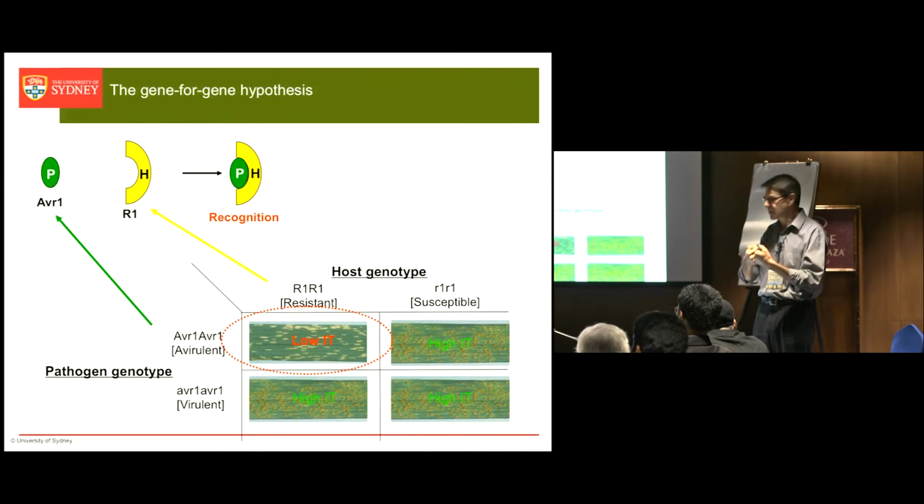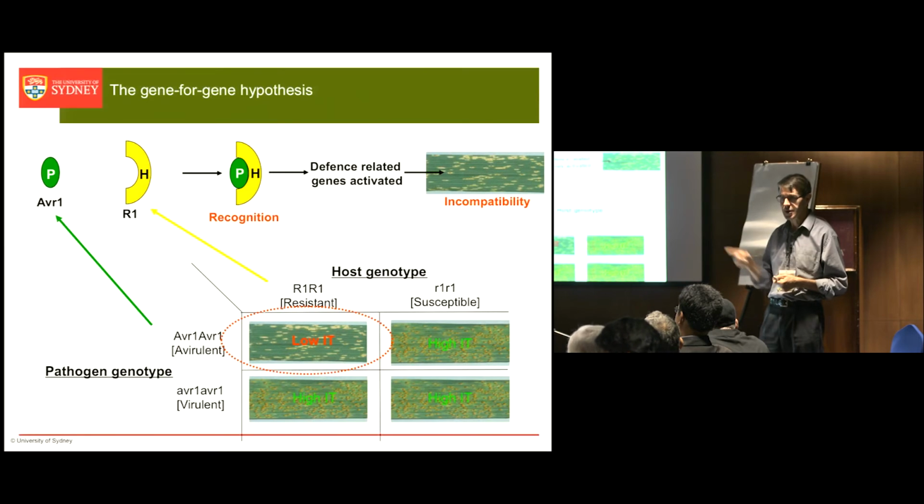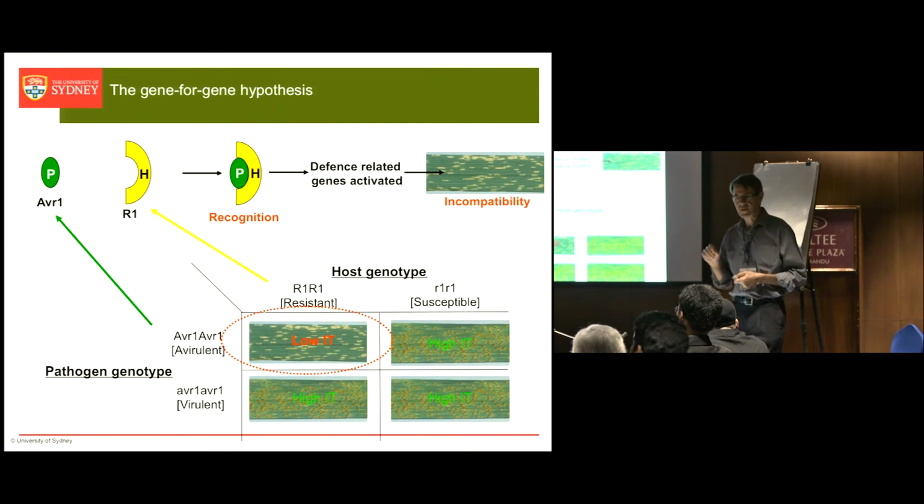And it's that recognition event that triggers or switches on a whole stack of defence-related genes that then stop the pathogen growth and give us that incompatible interaction. So the resistance gene is not the thing that's stopping the pathogen necessarily. It is actually a gene for recognition. It's recognising the presence of the pathogen because it's recognising that avirulence gene product, and it's then turning on all of these defence-related genes that stop the pathogen growth, that give the hypersensitivity and all the other stuff.